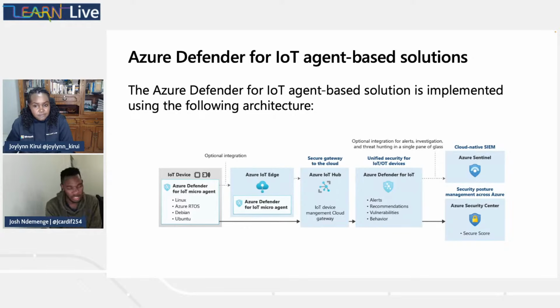Remember when Joelene asked me about the basic architecture of any IoT solution, I mentioned that you have your device, and then this device can connect to an optional local gateway, and then the local gateway connects to the cloud gateway, which in this case is the IoT Hub.